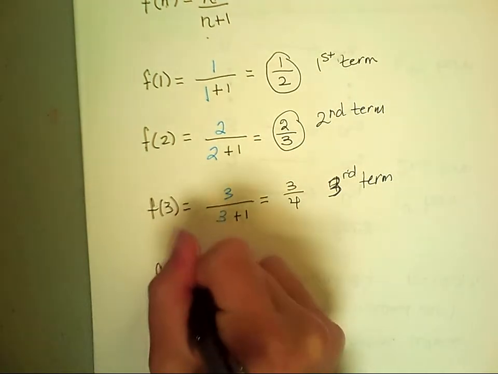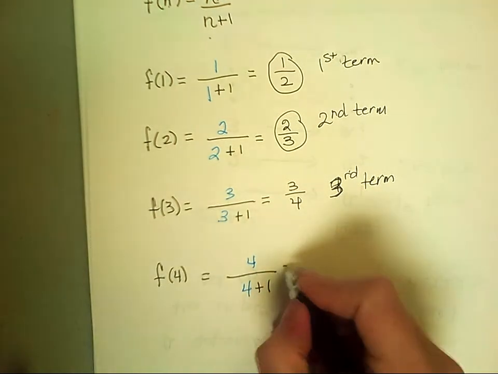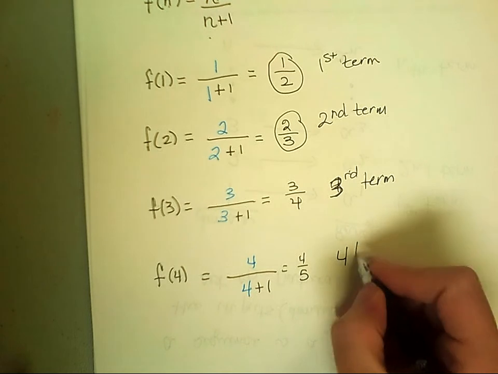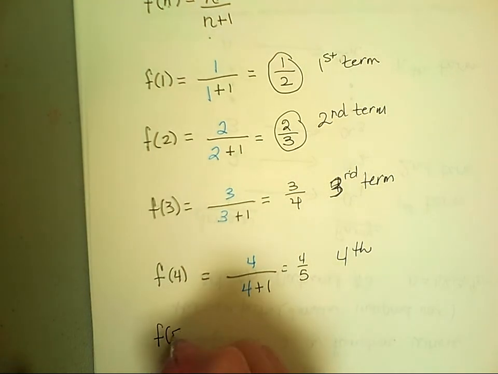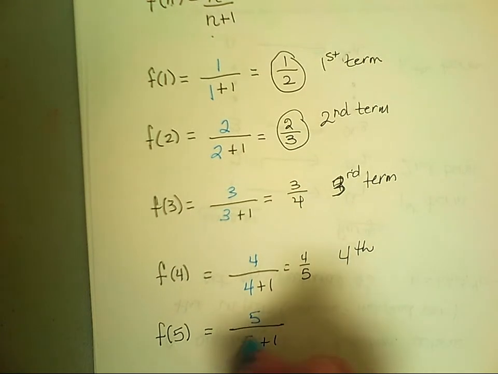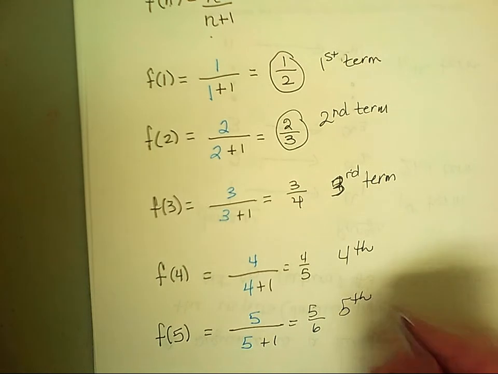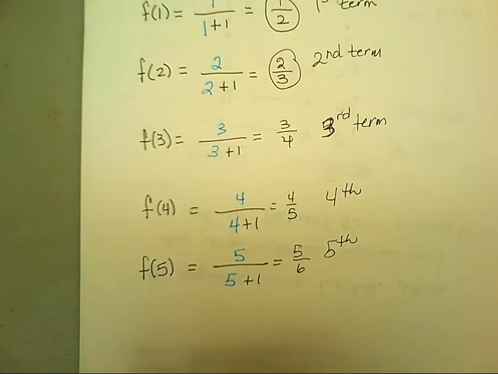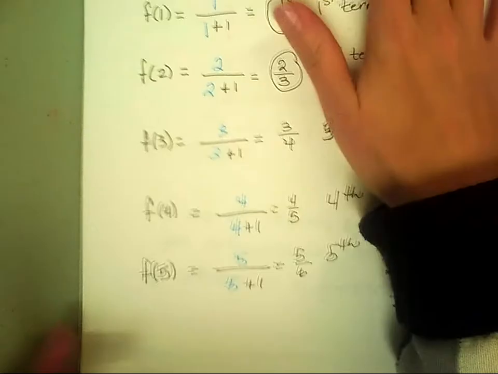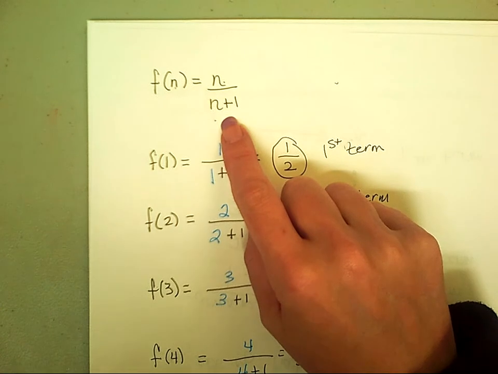F of 4 would be our fourth term. So we get 4 over 4 plus 1, which is 4/5. This is the fourth. And f of 5 will be the fifth term. So 5 over 5 plus 1, which is 5/6. And I can continue on in this manner, and because I know what the nth term looks like, I can determine what any term looks like.